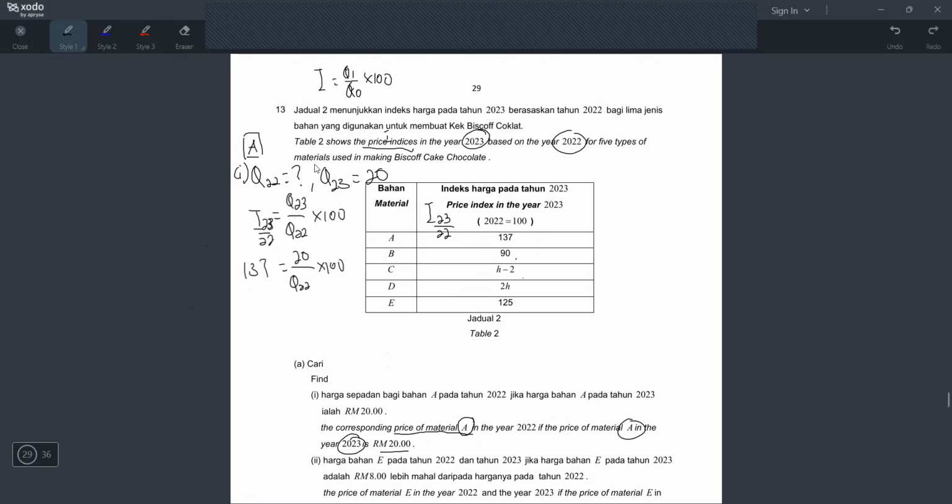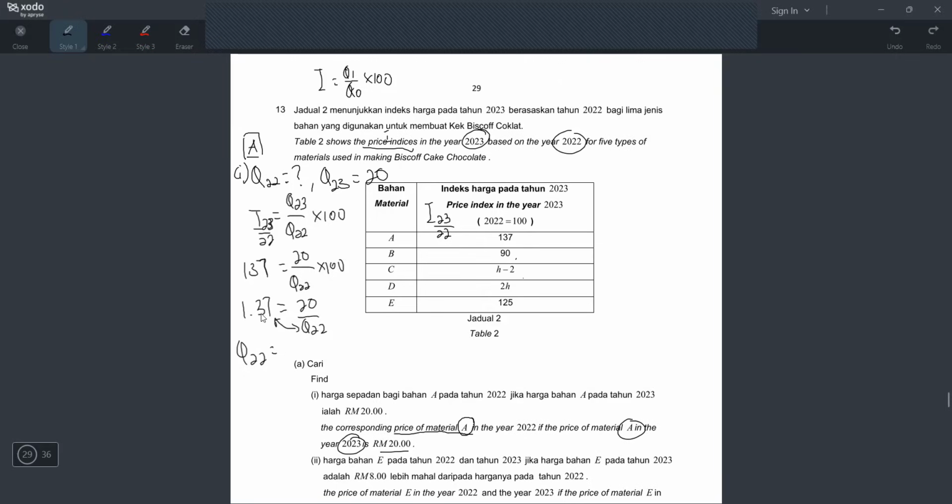Cannot. I already mentioned this question has a keyword that talks about A only. It's material A. So that's why you have to take 137. But if the question never mentions any keyword, then you take the composite index. Okay. All right. 20 over Q 2022 times 100 becomes divide 100 become 1.37, and then Q22.